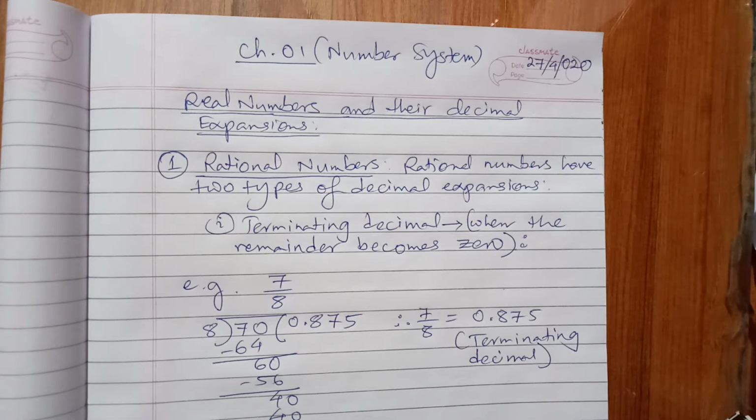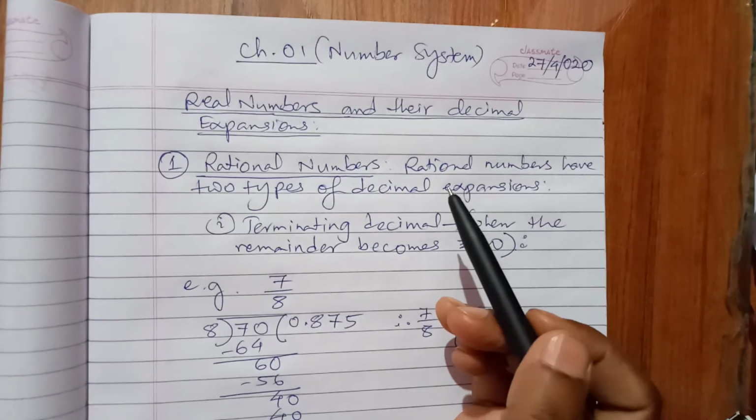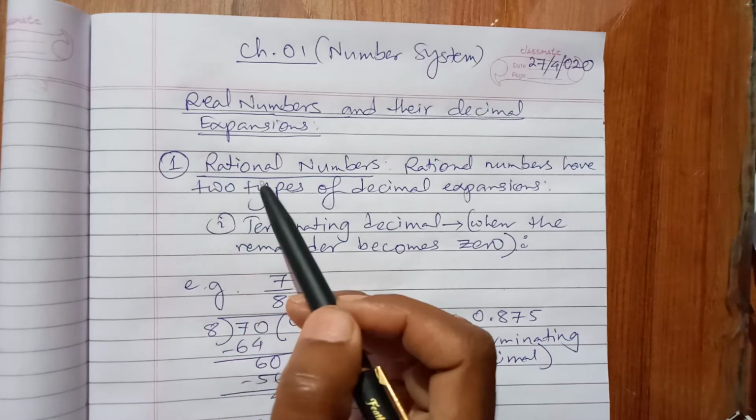In the last class you got the definitions of rational numbers and irrational numbers, and together they form the real numbers. So today also we'll study rational numbers and irrational numbers from a different point of view, in terms of their decimal expansions. First we'll study the decimal expansions of rational numbers.